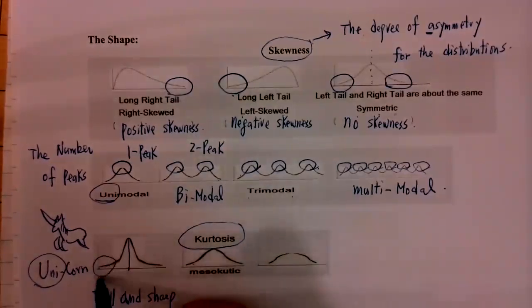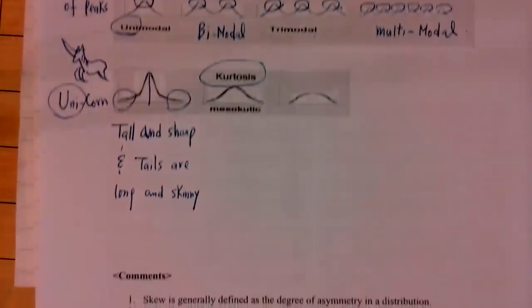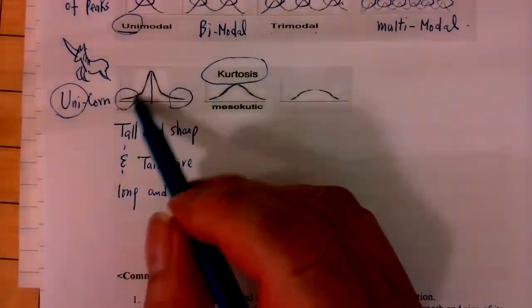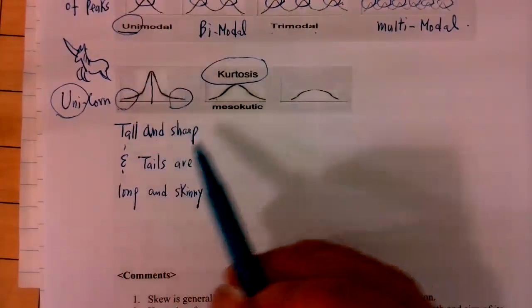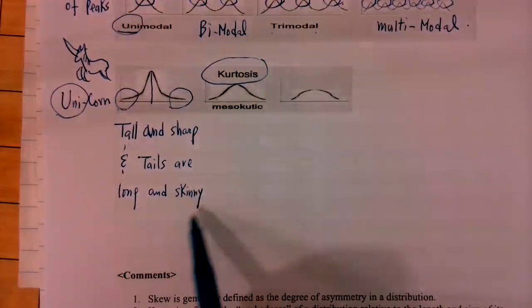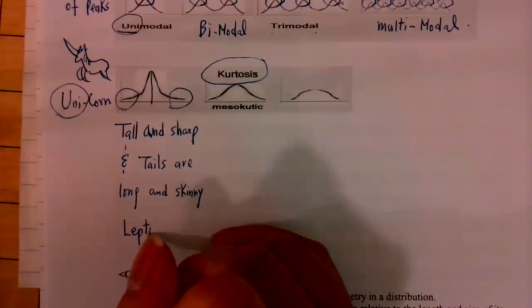How about the tail? Tails are long and skinny. The middle is a tall and sharp peak, and the tails are long and skinny. This kind of picture we call leptokurtic.